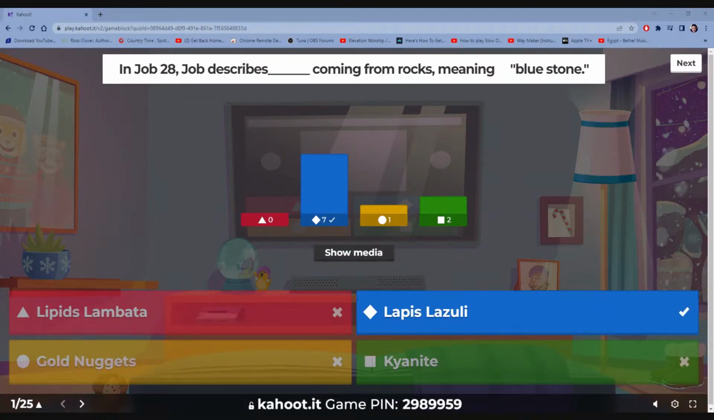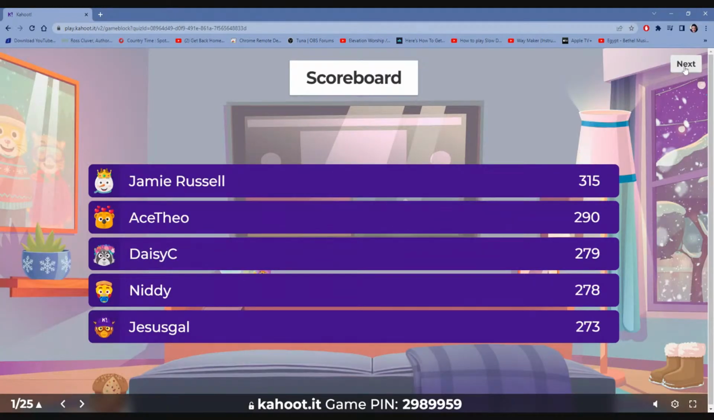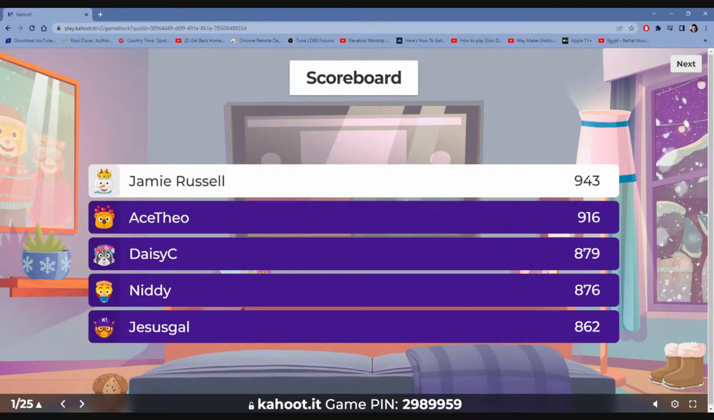That's not a bad guess, the reason being I'm pretty sure kyanite was in the list of a bunch of things that they were doing there at that same time in Job 28. But it is lapis lazuli, and the hint there was blue on each side. Well done. The first one to answer was the GOAT, or the claimed GOAT, Jamie Russell, who has the lead, backed up by Ace Theo, Daisy C, Nitty, Jesus Gal. Jamie, you have your work cut out for you.